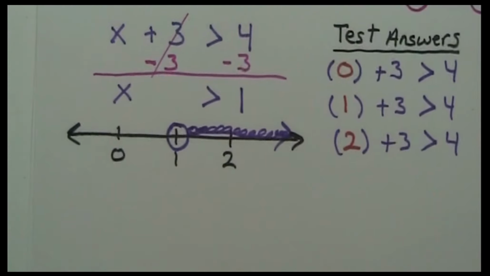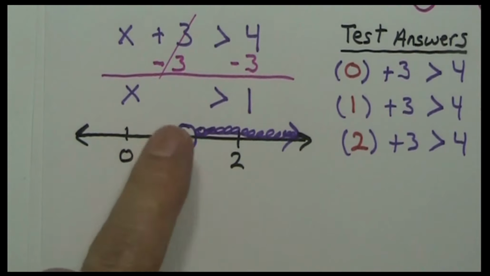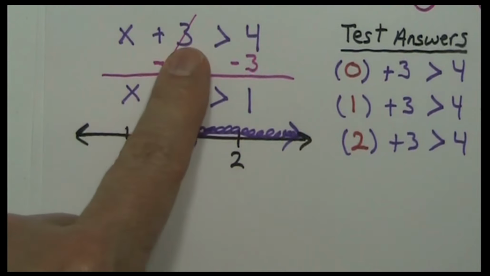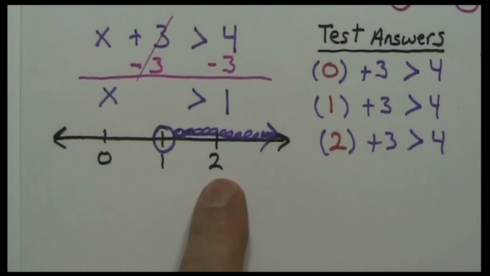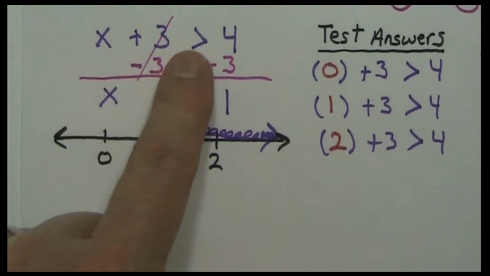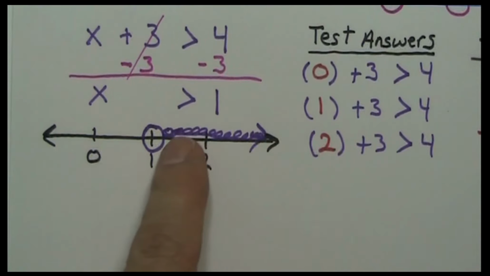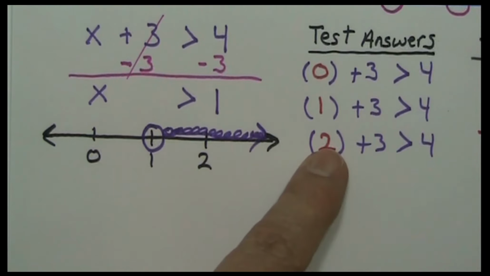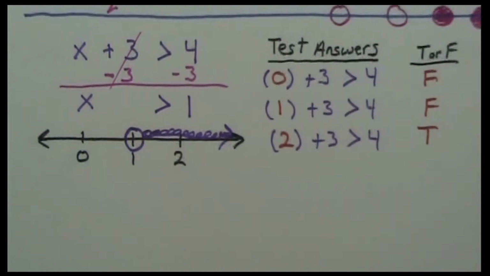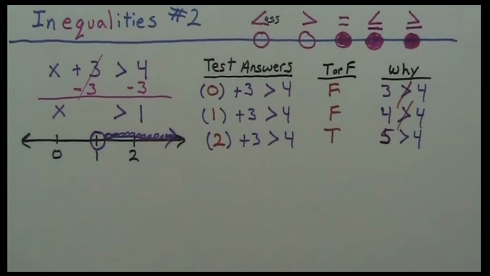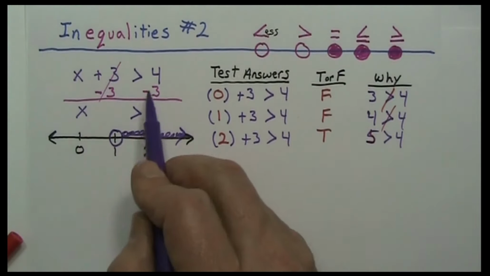So looking at the number line here, if I put 0 in here, no, it doesn't work. If I put the number 1 in here, it does not work. It's not true. But if I put 2 in there, 2 plus 3 is 5, 5 is more than 4, it works. And all these numbers will work. Going all the way across, they will work. They are the solution. So it has many answers.